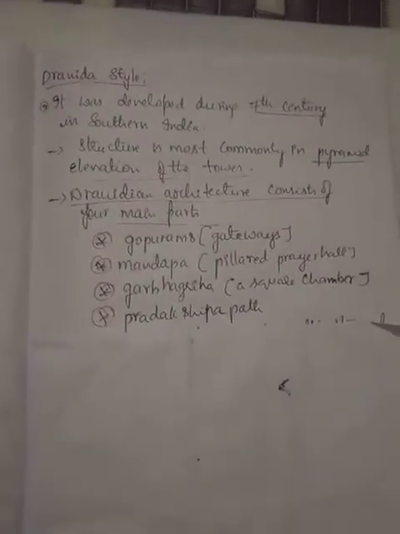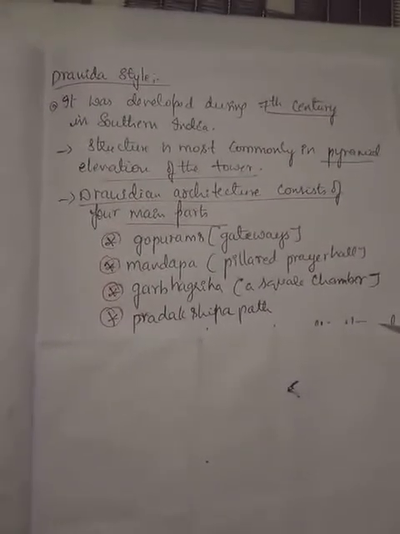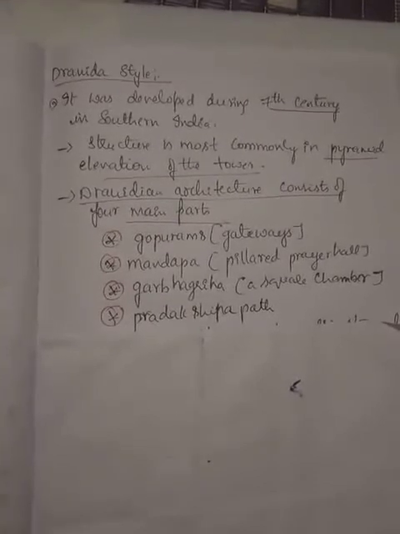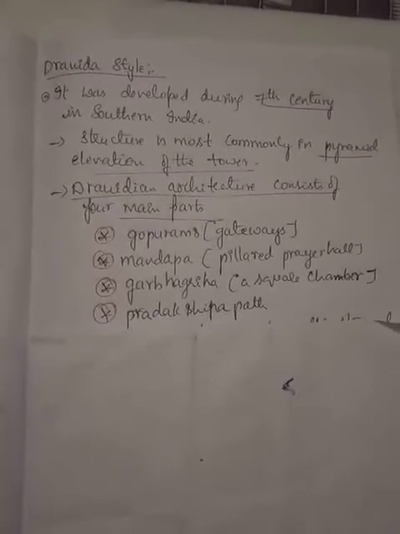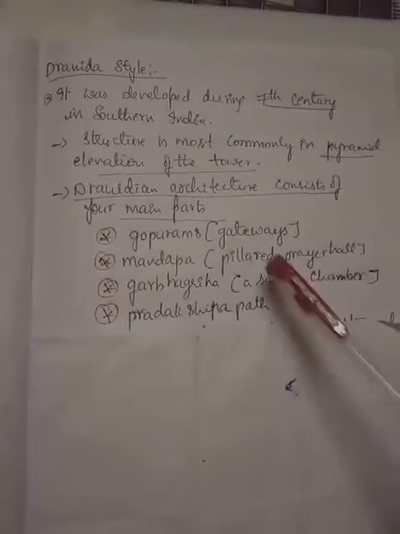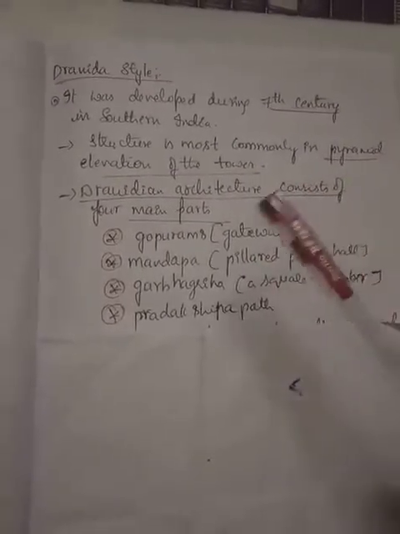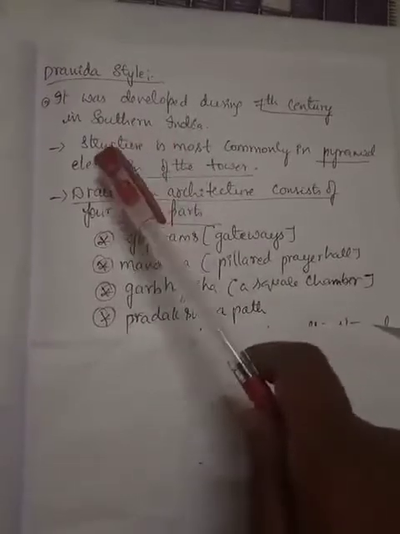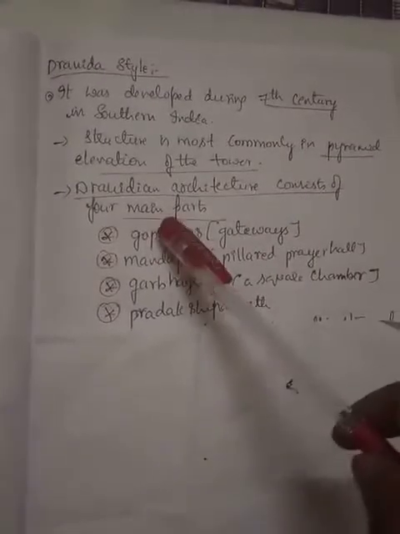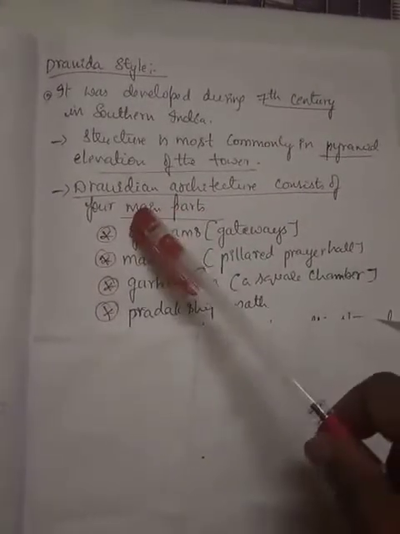Second one, how the temple is being built by applying Dravidian style of architecture. What does the Dravidian style of architecture consist of? It was developed during which century? 7th century, where it was famous in southern India. Hence, the Dravidian style of architecture of the temples can be seen during the 7th century in the southern part of India. And the structure is most commonly in the pyramid elevation of the tower.